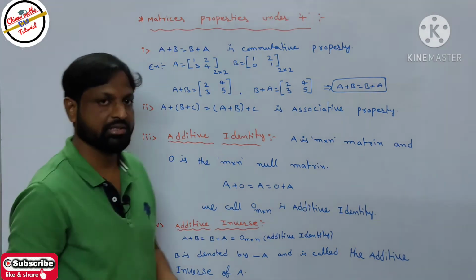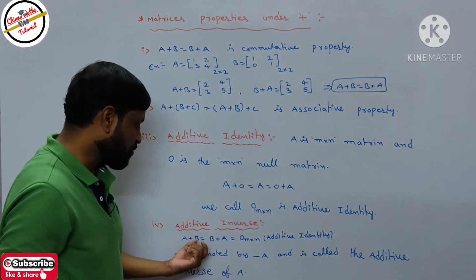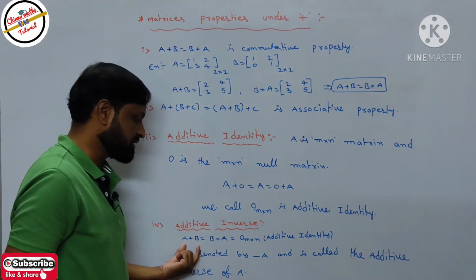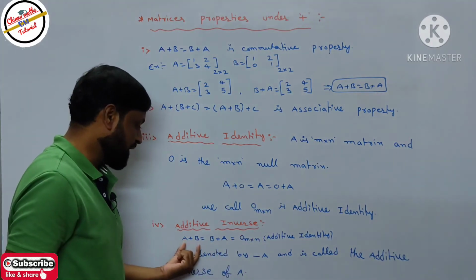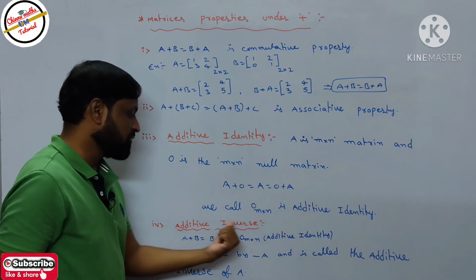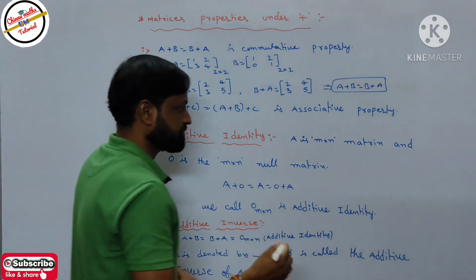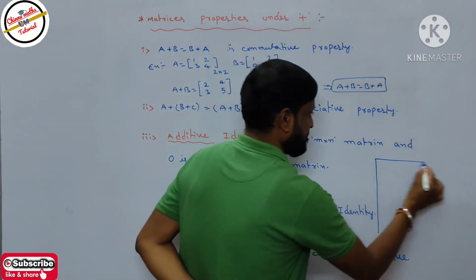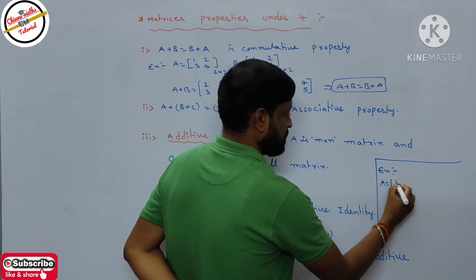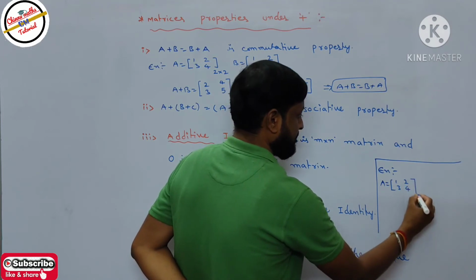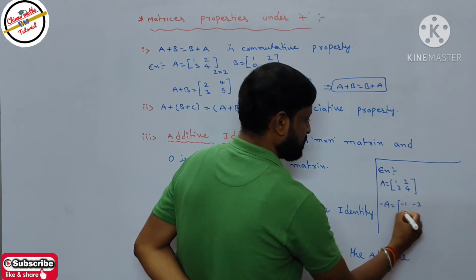So the additive inverse is nothing but taking the matrix A and another matrix such that, if you add the two matrices, the result is the additive identity. Then these two matrices are additive inverses of each other. Let's take one example. Suppose A equals 1, 2, 3, 4 and minus A equals minus 1, minus 2, minus 3, minus 4.